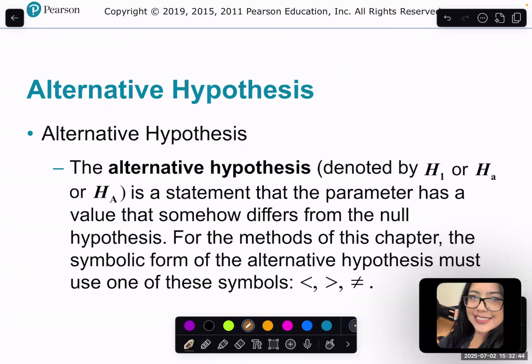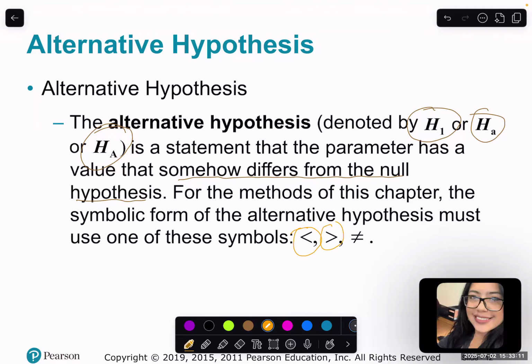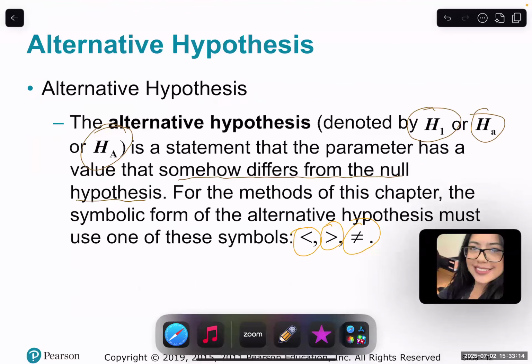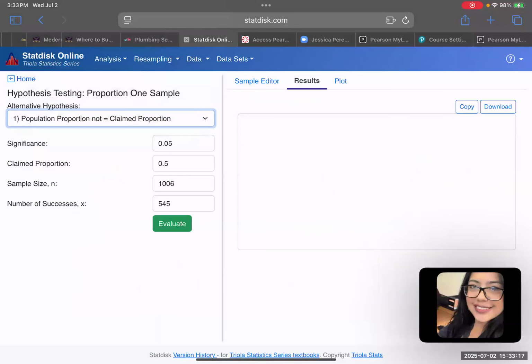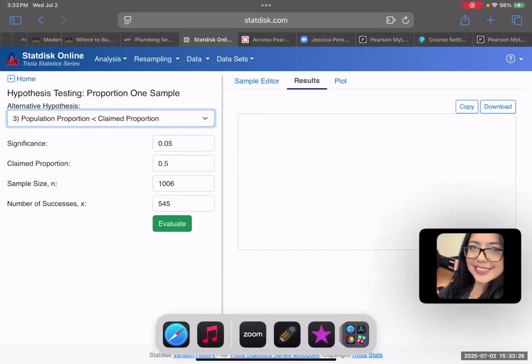An alternative hypothesis. What is an alternative hypothesis? Alternative hypotheses can be denoted as H1, HA, or a capital letter H with a subscript A. So normally I'm going to be denoting it as HA in this class. It is the statement that the parameter is somehow different from the null hypothesis. So it will always have either a less than, a greater than, or not equal to. So for the example that we have, if we go back to StatDisk, our alternative hypothesis is the less than.